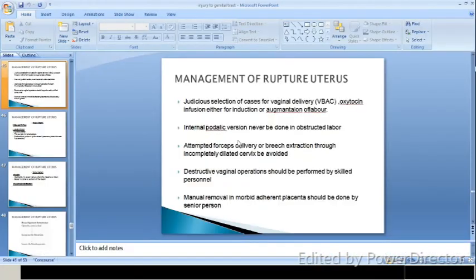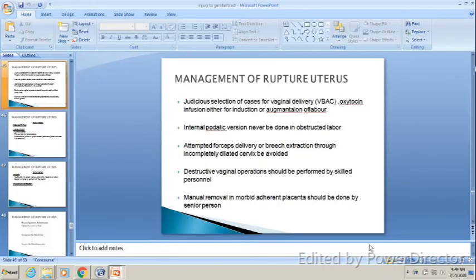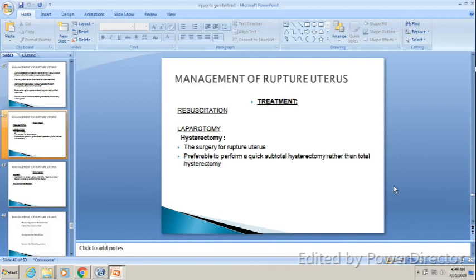Manual removal of placenta in morbidly adherent placenta should be done by a senior person. Usually, manual removal of placenta is done only by consultants, and not in private practice, but in medical colleges, it is done only by senior consultants.